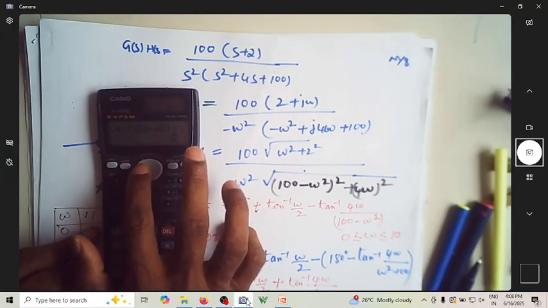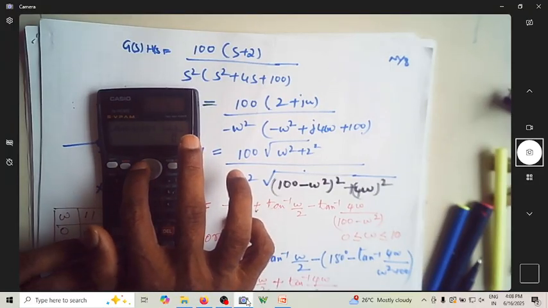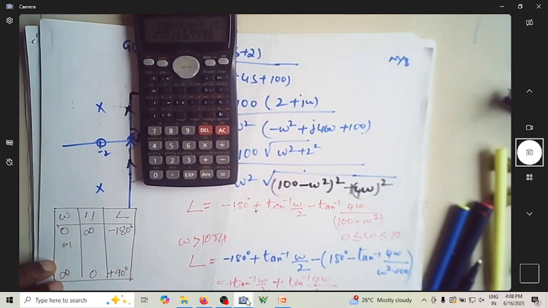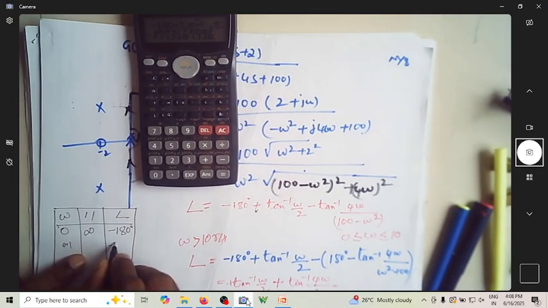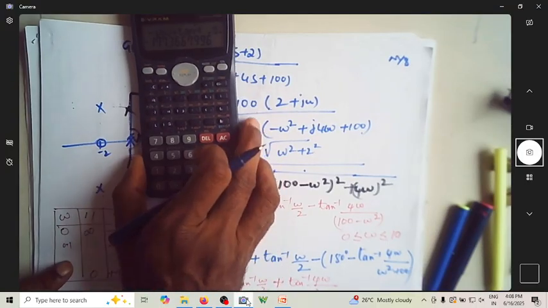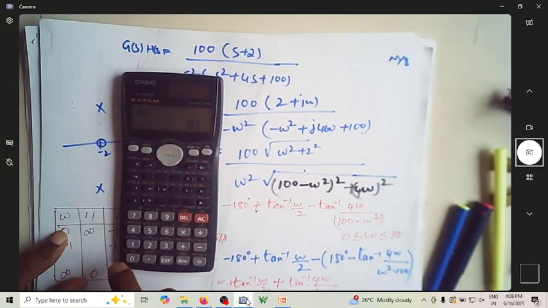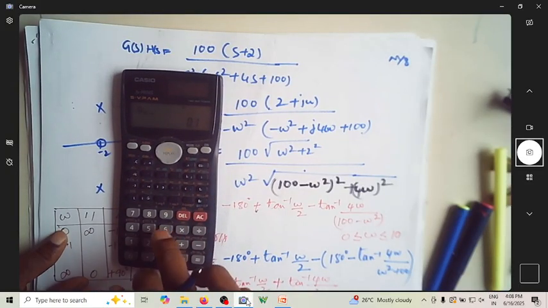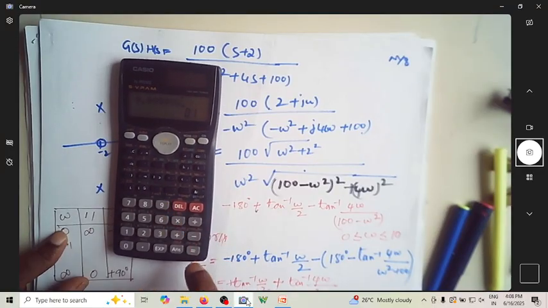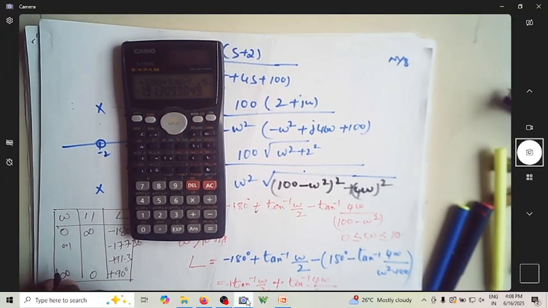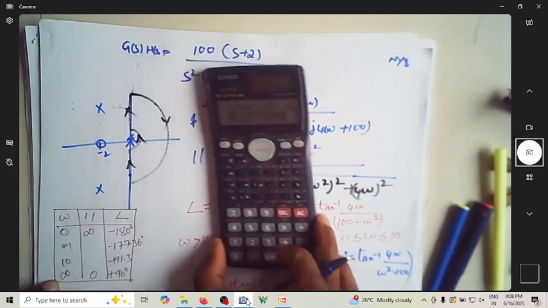What I have to do? I have to do that. Okay, calculate for 0.1. At 0.1 you can see it is minus 177.36 degree. So if you keep increasing, so at the 10, what will happen? Maybe at 9.9999 it is minus 191.3 at 10 radian per second.